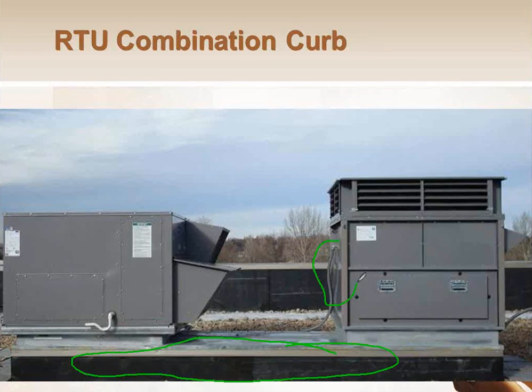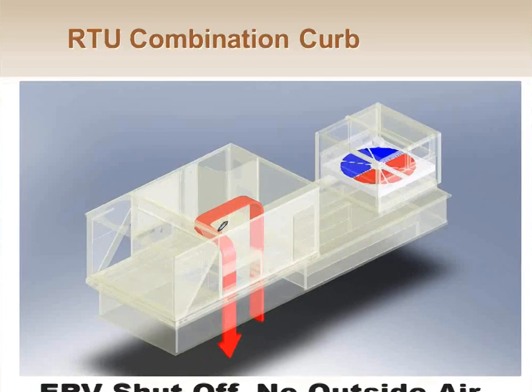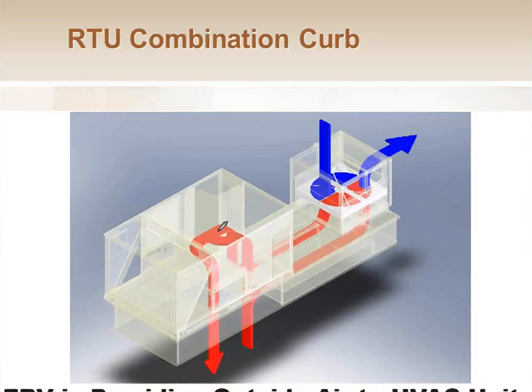And as you can see, we do have to bring power over to this guy. And obviously we still have power over on that guy, so I do have two power connections. That's really my only drawback. But it works good for when I'm taking one rooftop off and putting a new rooftop on. I can get a smaller rooftop with an ERV and a combo curb and kind of do it all at once. And there are just different shots of what happens in different modes.